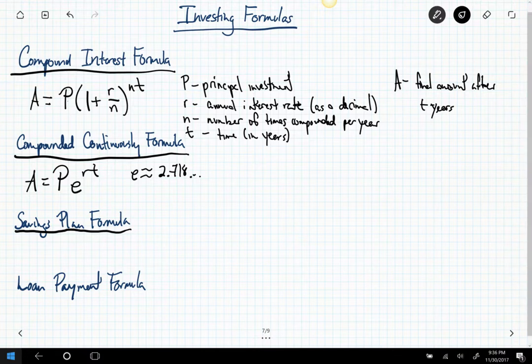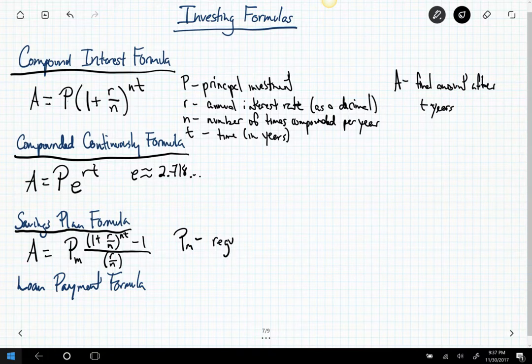Now, for the savings plan formula, this one gets a little more complicated. So you have P times 1 plus r over n raised to the nt power minus 1, all divided by r over n. Now, the r and the n and the t all stand for the same thing, with the one difference being the P now becomes a P with a subscript m. And the Pm stands for the regular deposit amount.